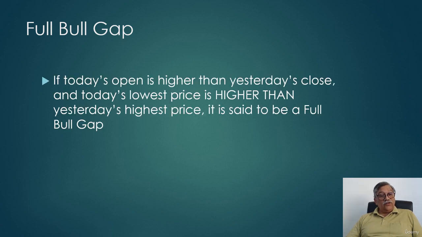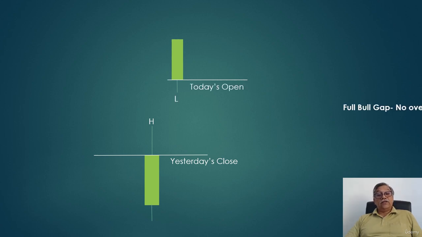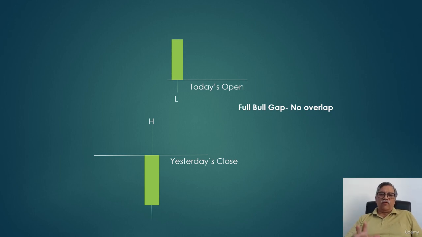Full bull gap. What is a full bull gap? If today's open is higher than yesterday's close and today's lowest price also remains higher than yesterday's highest price. What conventionally is called a bull gap, now it is a full bull gap. So this is yesterday's candle, yesterday's close, yesterday's high. Today it opened higher and went up. Today's low is not below yesterday's high. So this gap is a full bull gap. What conventionally was called a bull gap, now we call it full bull gap. There is no overlap between the two candles.